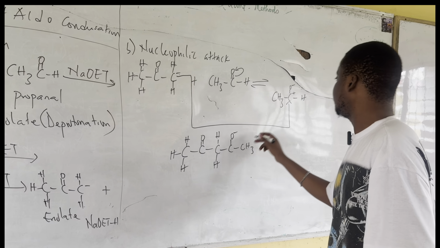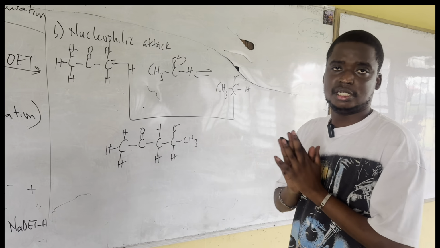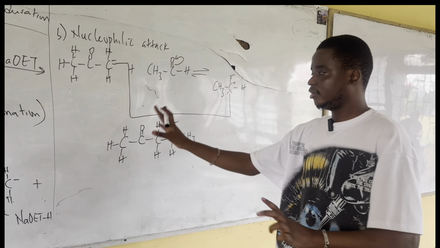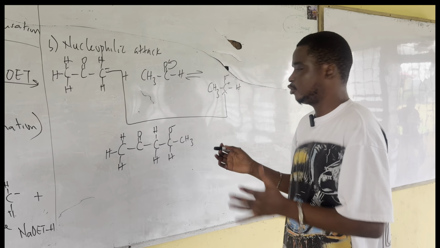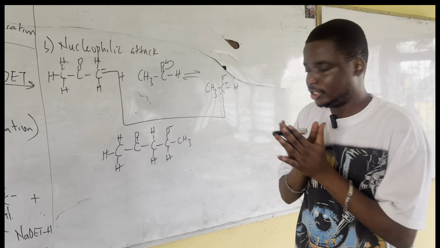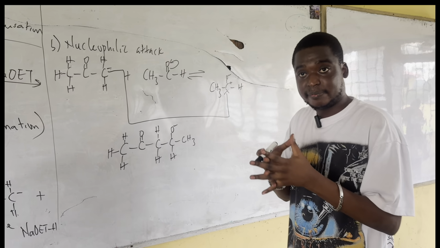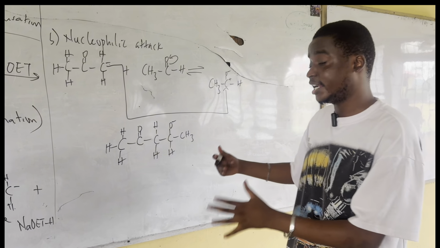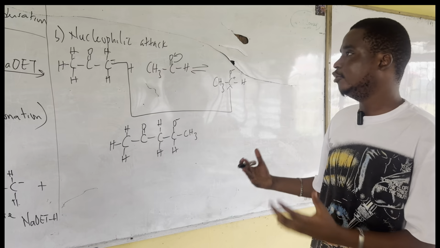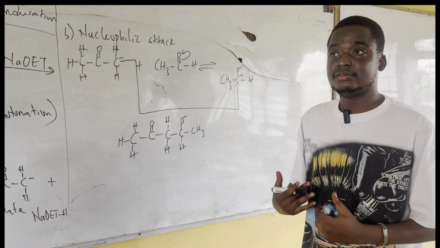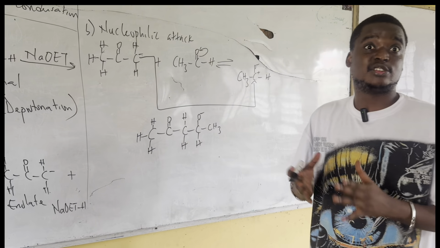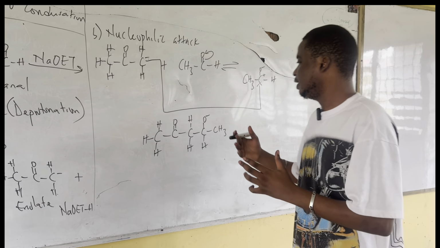You can decide to write your own H here and your own CH3 here. It's very correct. So this whole structure that has 2 carbonyl groups, what we call an aldol. Although this is not the final product, it is looking like the final product. This is what we call an aldol. Remember, an aldol is a beta hydroxy ketone. I will show you why it is called beta hydroxy ketone.